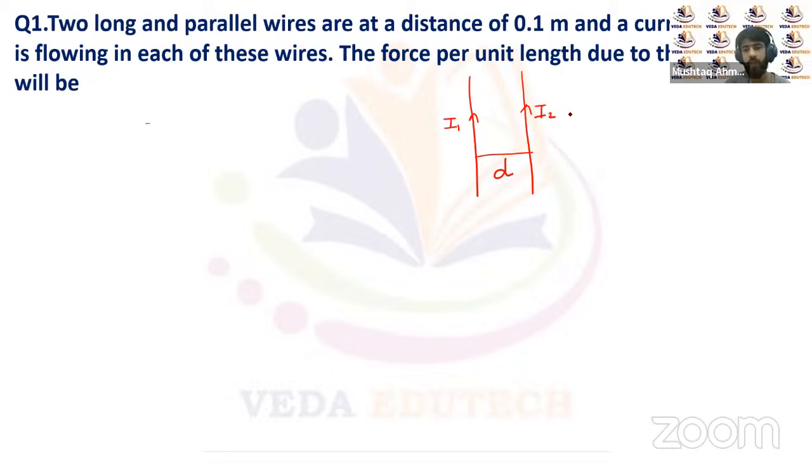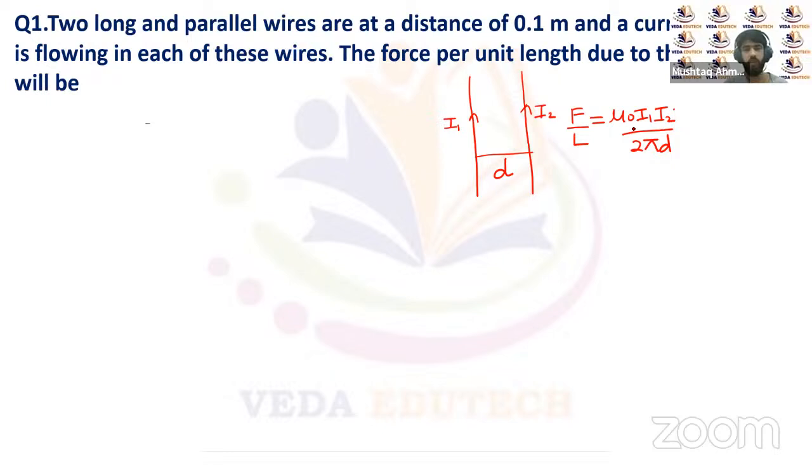Now, the magnetic force here in this case, the magnetic force per unit length, will be equal to mu naught I1 I2 upon 2 pi d, right? So this will be the magnetic force per unit length experienced by one of the wires because of the presence of the magnetic field due to the other wire, right? So this is the magnetic force per unit length.